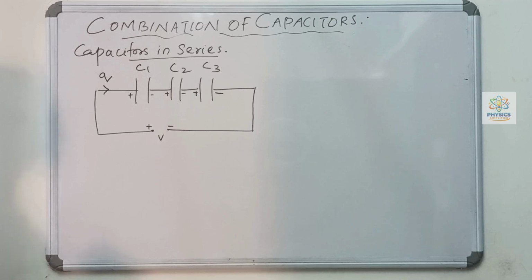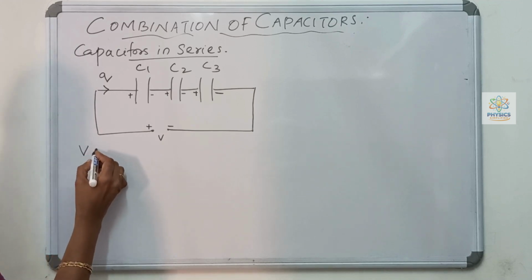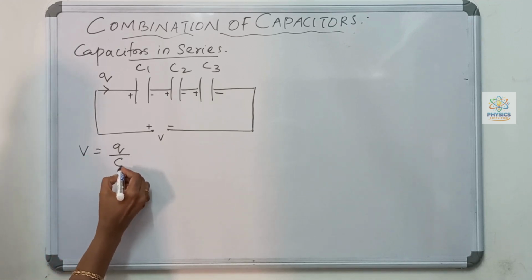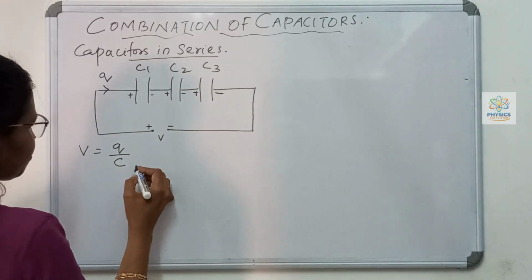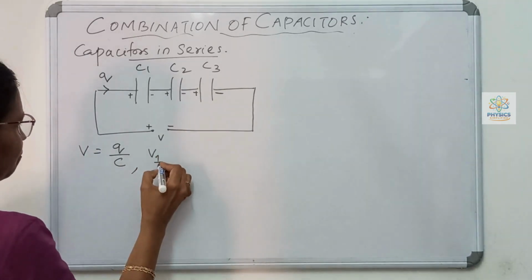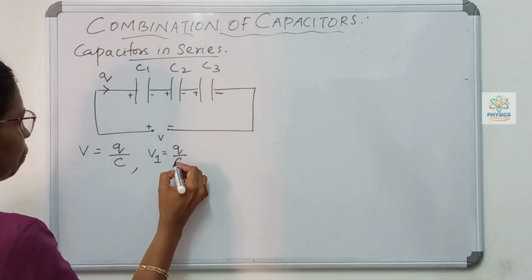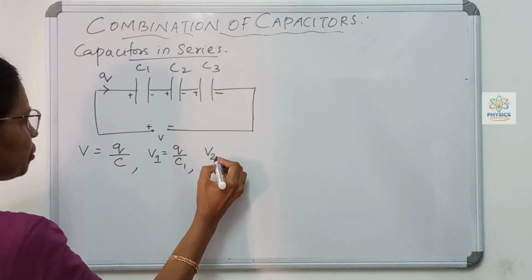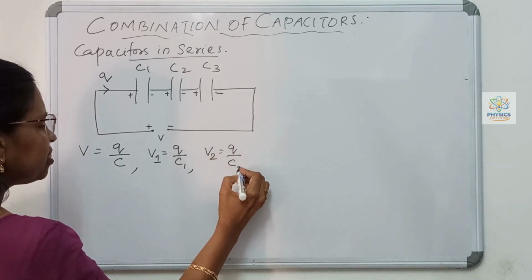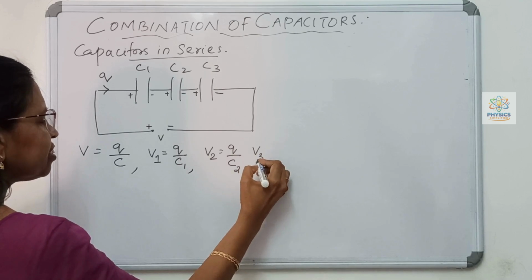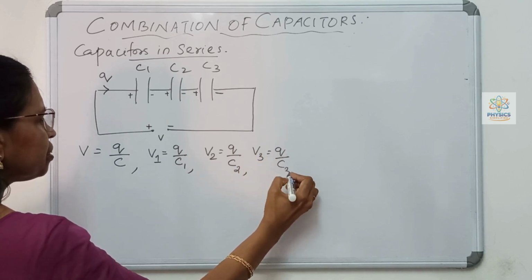Here you have to just consider that if the capacitors are connected in series, the charge remains the same but the potential is varying. So the potential V is equal to Q by C. The potential through the first capacitor we can write as V1 is equal to Q by C1, and V2 is equal to Q by C2, and V3 is equal to Q by C3.